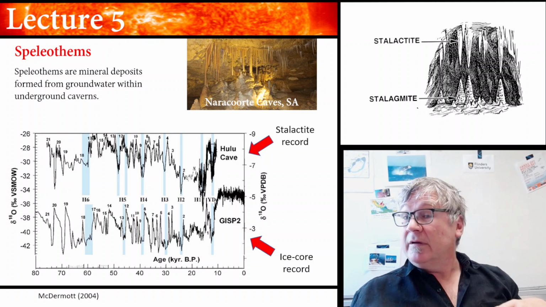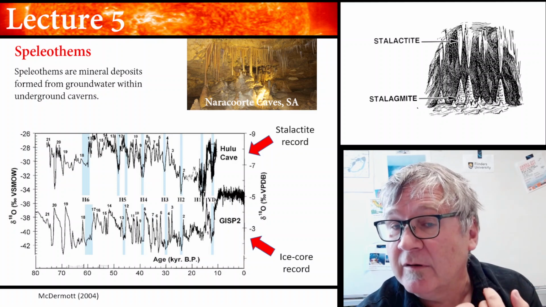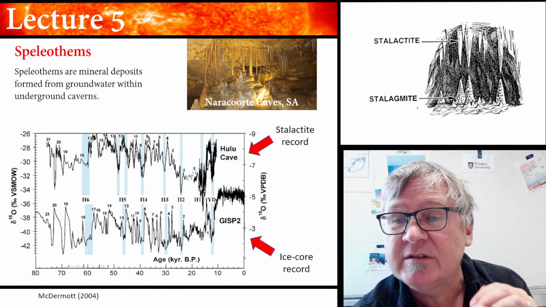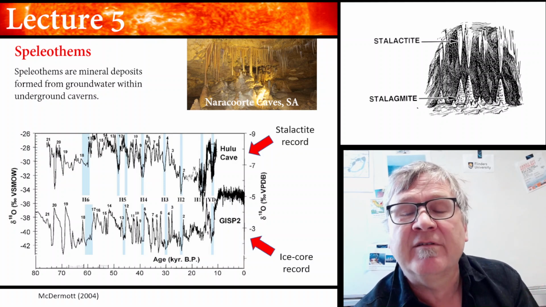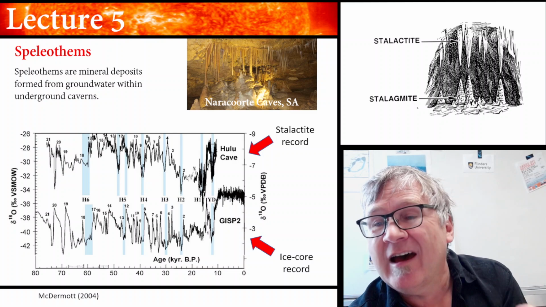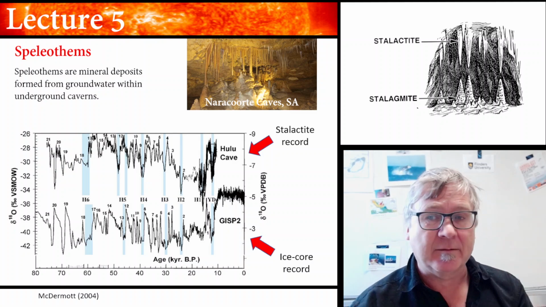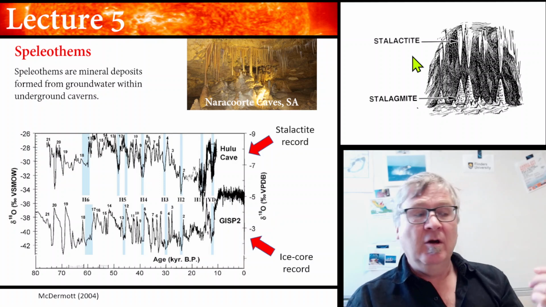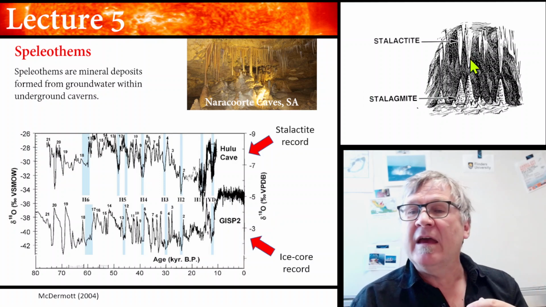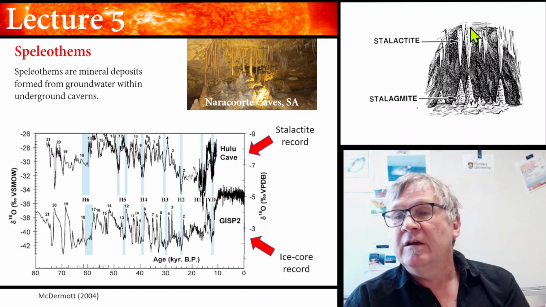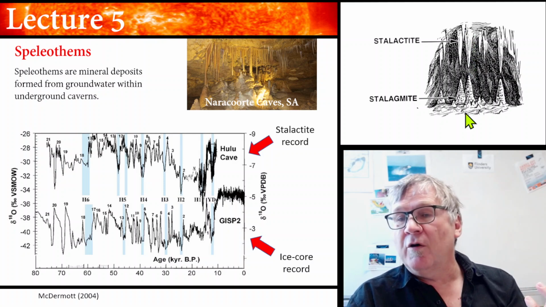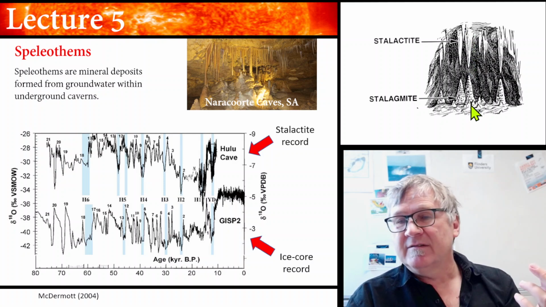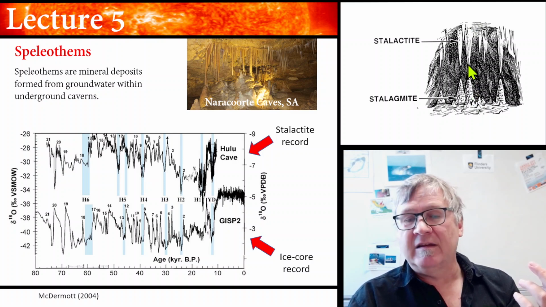Speleothems. It's another way of retrieving climate conditions, because these structures, these mineral deposits formed from groundwater within underground caverns, actually grow over time. So they have information on the timing. We have two different types of speleothems. We have structures that grow from the ceiling, called stalactites, dripping stuff onto the ground, forming stalagmites. The stalagmites grow from the ground, and the other ones grow from the ceiling.